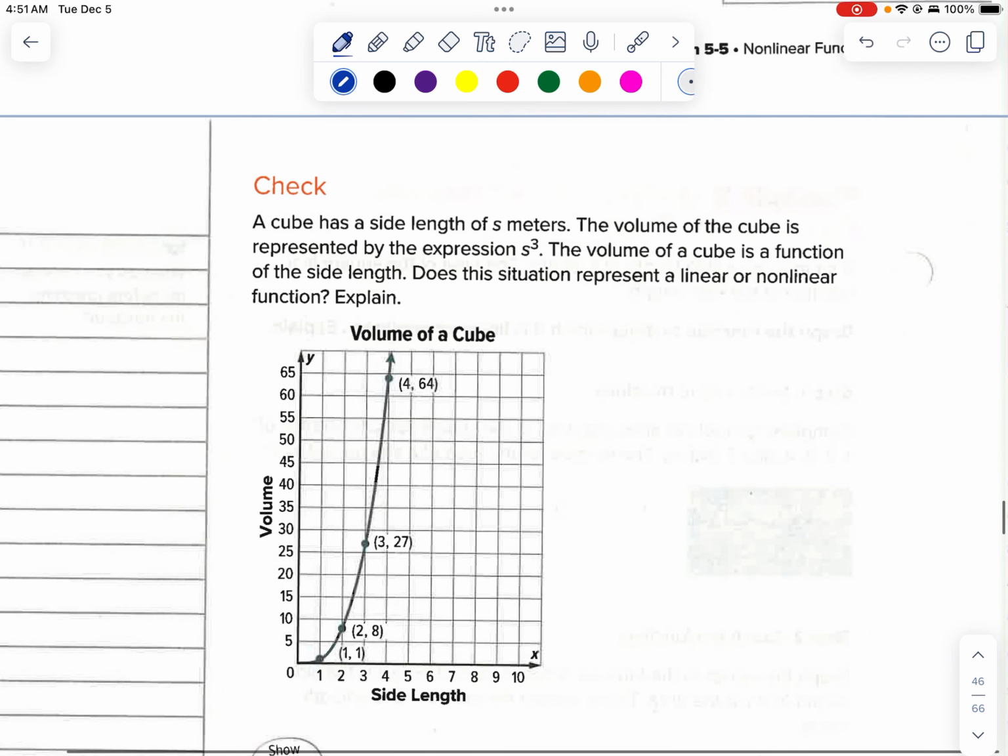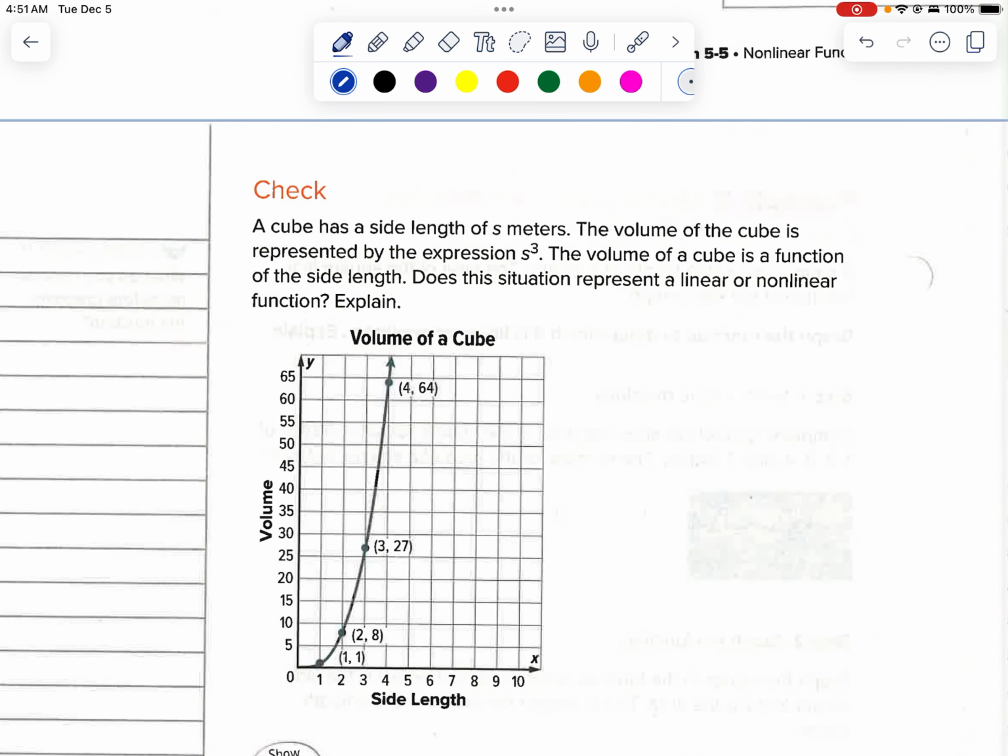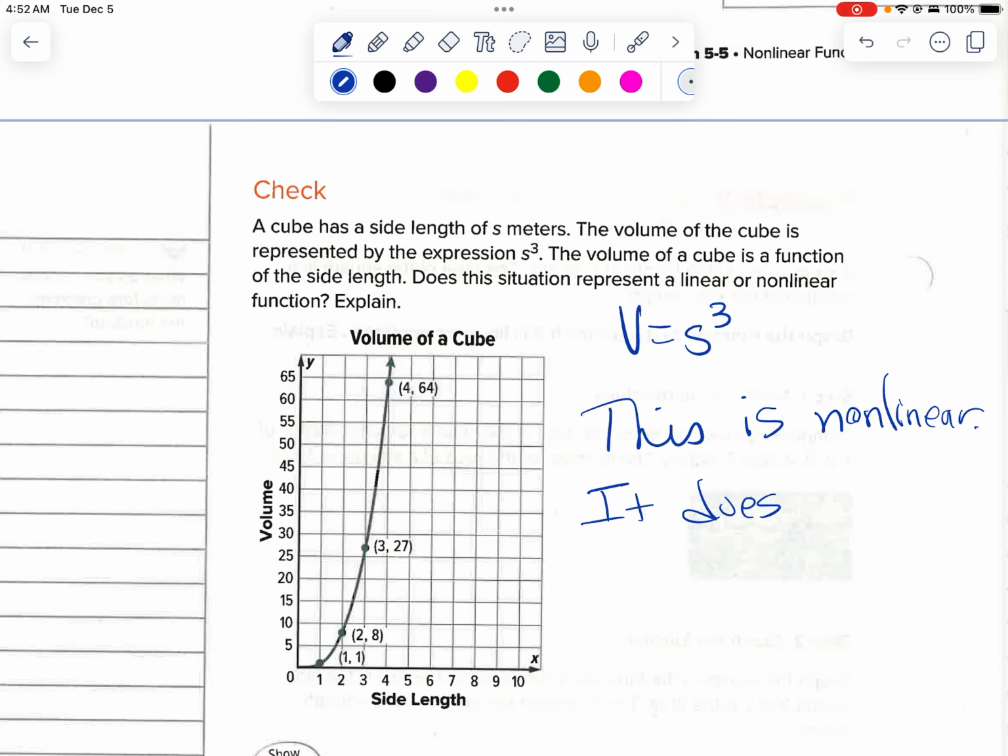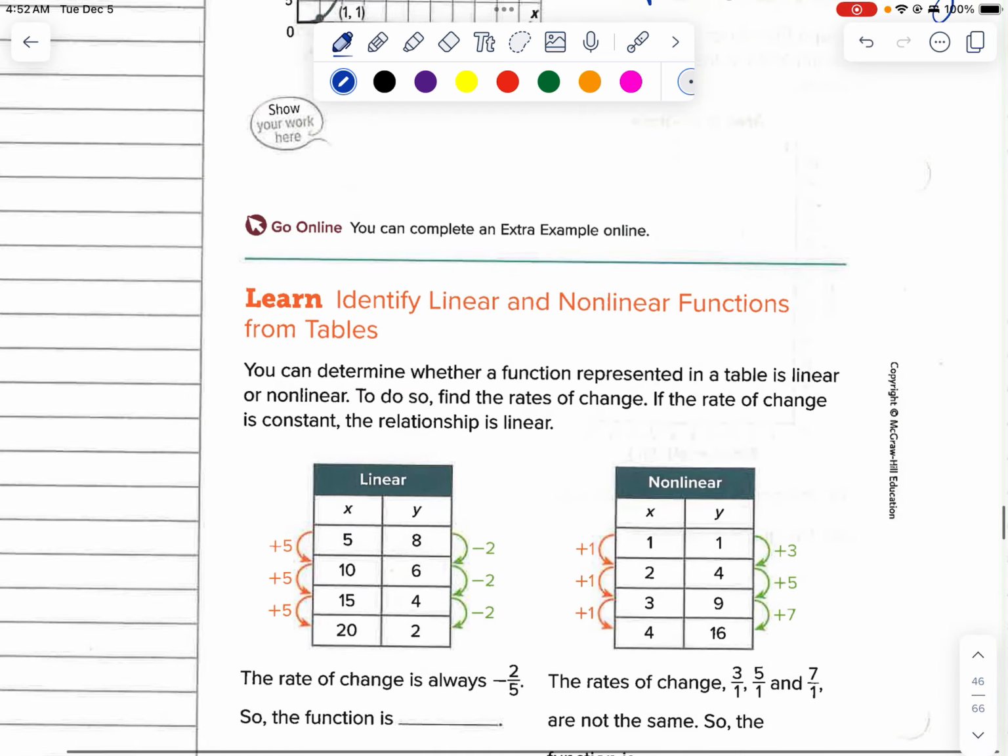Okay, so if I look at this, a cube has the side length of s meters. The volume of the cube is represented here. V equals s cubed, sorry. The volume of the cube is the function. Here we have it. Is this a line? No, it is not a line. This is nonlinear. It does not have a constant rate of change.